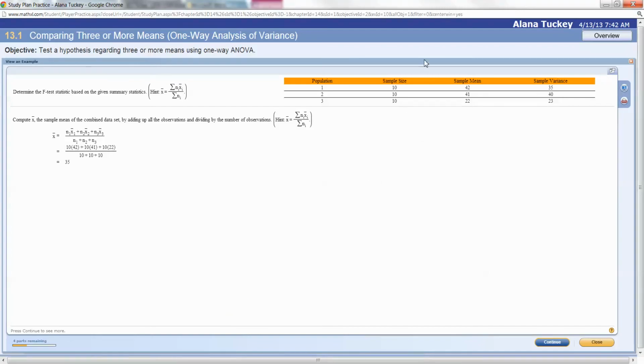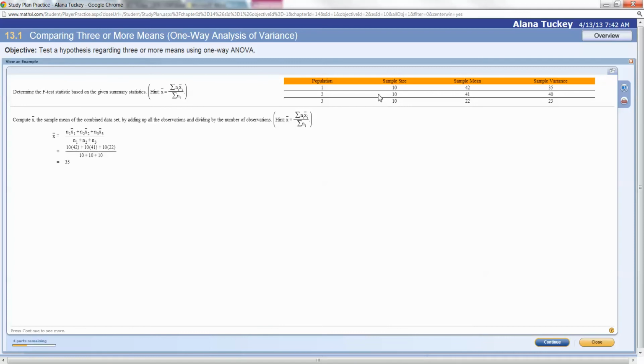Hold on, I gotta bring them up. Find it. There it is. Okay. So we know N1, N2, N3. In this case, it's really simple. They're all 10. So be it. And then you have your X bars. That's right there because those are sample means. That's X bar 1, X bar 2, X bar 3, and so on. And these are your variances, S squared 1, S squared 2, and so on. Okay. And the 1, 2, 3 is just labeling them. This is number 1. This is number 2.